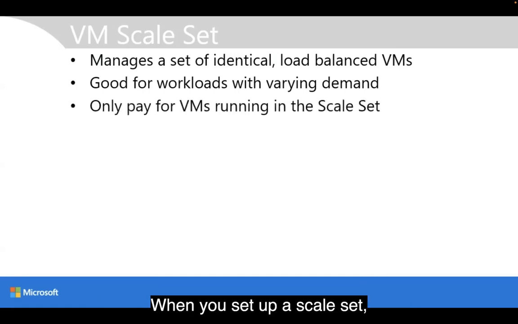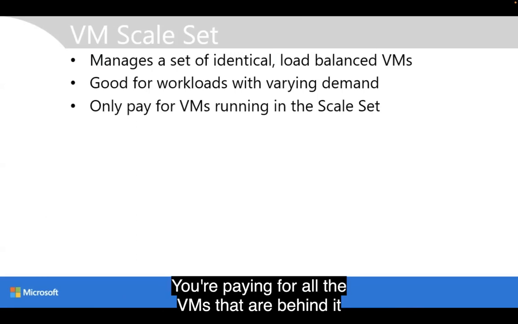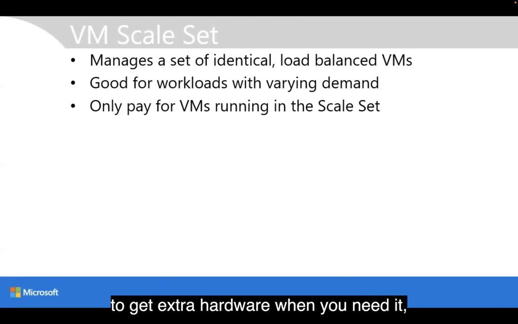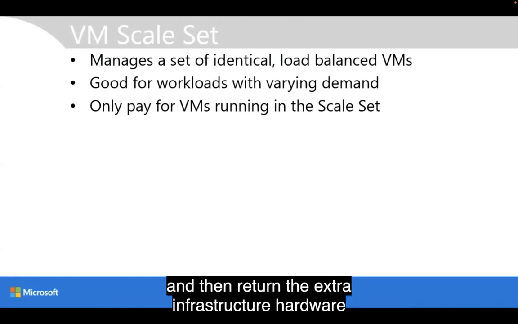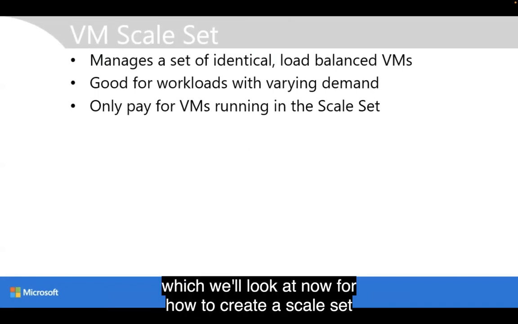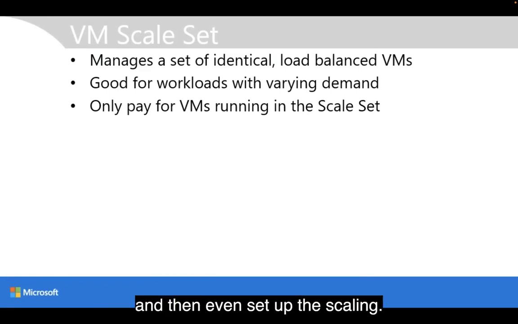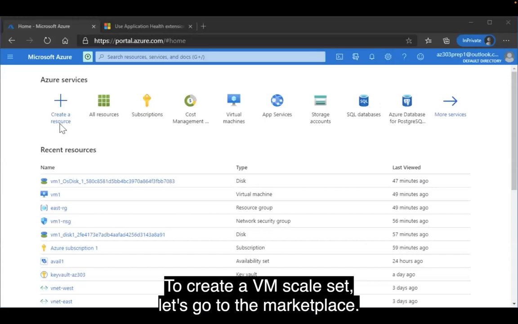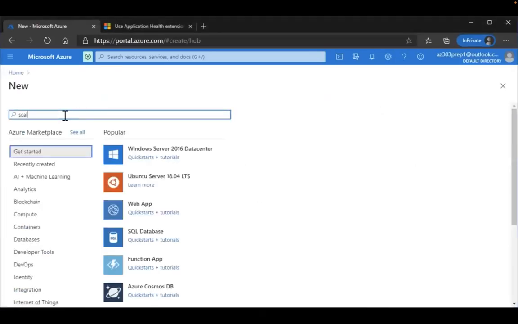When you set up a scale set, it doesn't cost any additional money to create the VM scale set resource. You're paying for all the VMs that are behind it that are running at any given moment. So it can be an effective way to get extra hardware when you need it, and then return the extra infrastructure hardware when you don't need it. There's an involved example, which we'll look at now, for how to create a scale set and then even set up the scaling. To create a VM scale set, let's go to the marketplace.